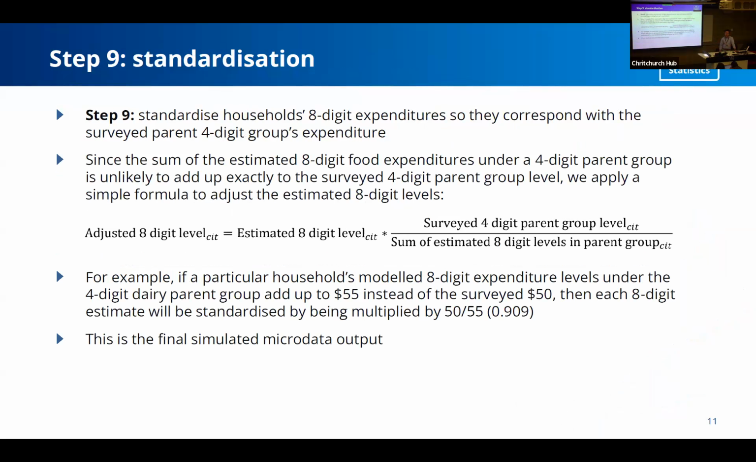The final step is a standardization process. Essentially, the sum of our estimated 8-digit expenditures is unlikely to exactly add up to the surveyed 4-digit expenditure. So if, for example, we predict that the sum of the 8-digit expenditures under the dairy food group add up to $55, but then we have actual survey data of $50, we just take a simple multiplication of 50 over 55 for all of those food groups, and we get that standardized number. And that's our final simulated microdata output.